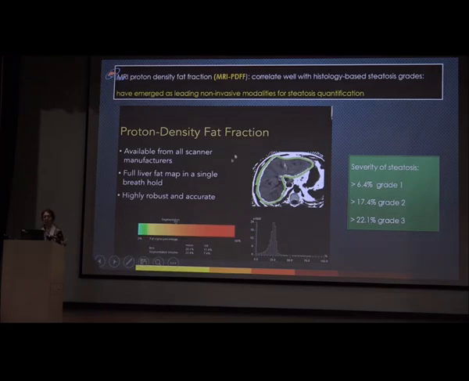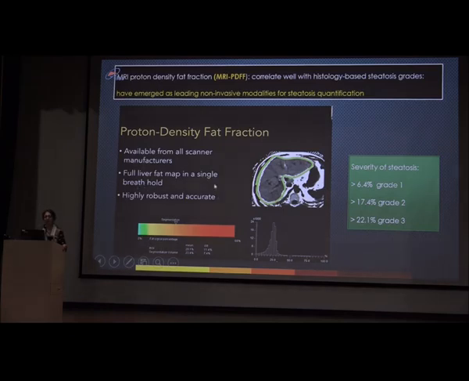The liver is one single ROI. So you saw those small ROIs being put on the liver. Instead of that, we take an entire large ROI of the entire liver as a map. It's available from all scanners across the board with all manufacturers. So full liver fat map in a single breath hold.